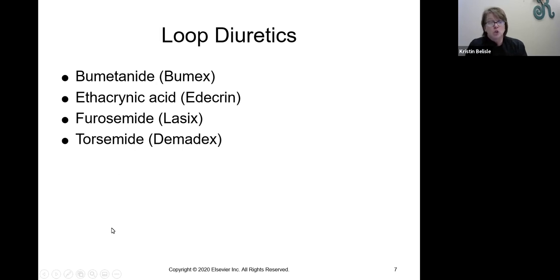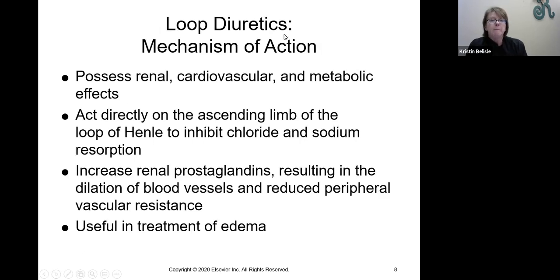what loop diuretics do. Okay, so mechanism of action. This is something interesting. They not only affect the kidney, they affect the cardiovascular and the metabolic system. So this takes place in this ascending limb of the loop of Henle. One of the things I want you to do, and I'm going to explain it in basic terms, I hope that it will help, is what happens when we give a loop diuretic.